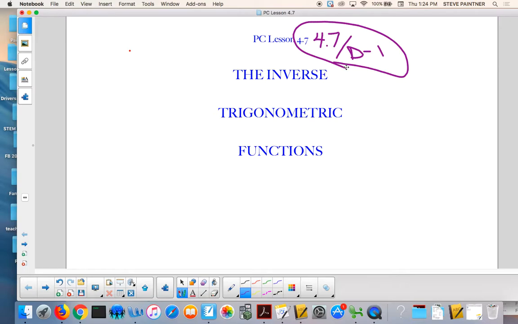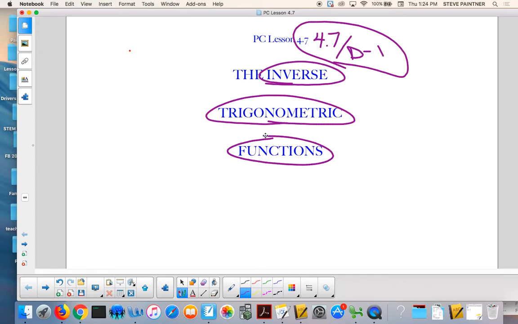This section is all about inverse trig functions. What are they again? You might know them as inverse sine, inverse cosine, inverse tangent. Does that ring a bell? When I say inverse sine, I have to give you something inside here. What do I give you? It's not theta. It's a ratio.